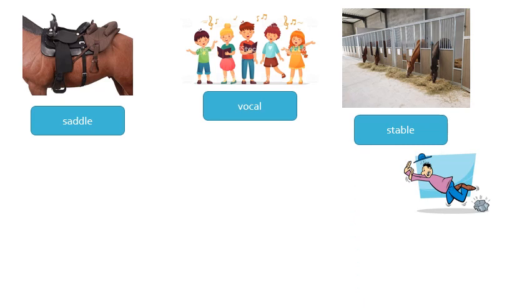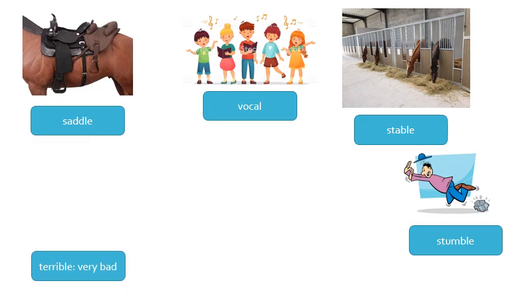What's happening to this man? He's tripping over, I think it's a stone. So what happened to him? He stumbled. Stumble is to trip and fall down. Okay, stumble. We haven't finished yet. We still have some words.